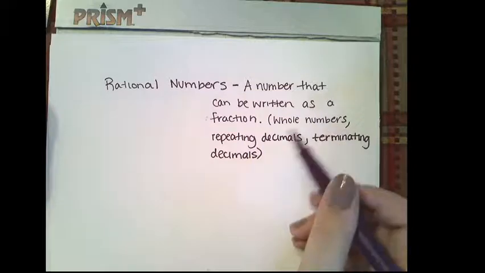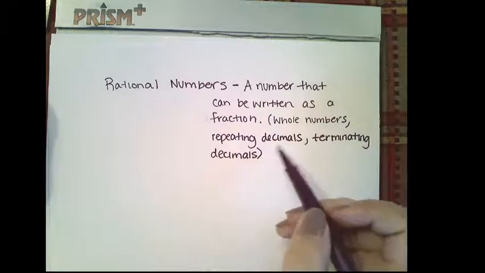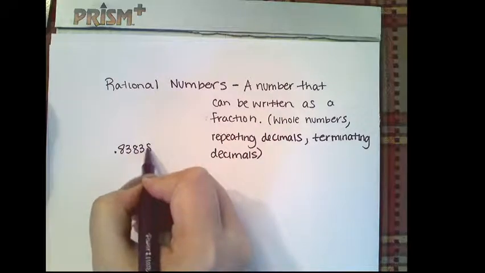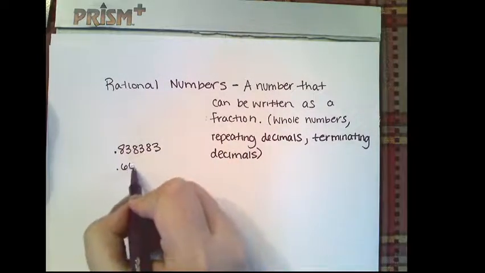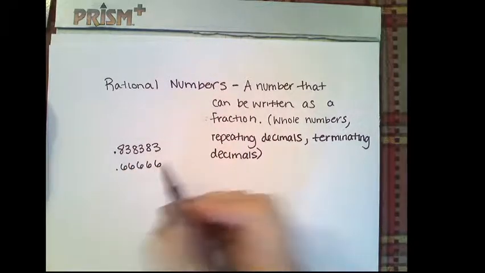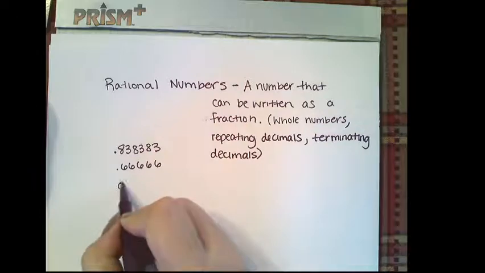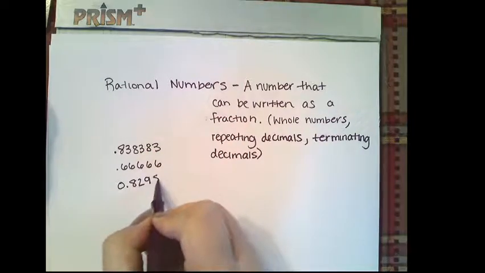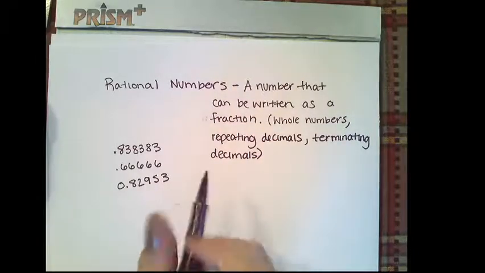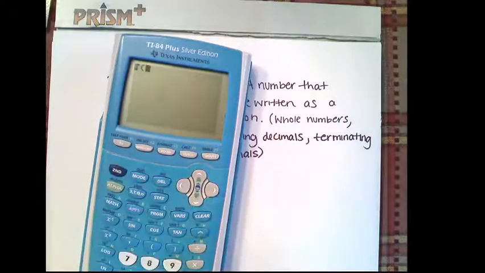Whole numbers, you guys know, it's 6, it's 25, it's 91. Repeating decimals are the decimals that look like 0.838383 or 0.66666. It's got that repeating pattern over and over and over. Terminating decimals are decimals that end, like 0.82953. There's nothing else.